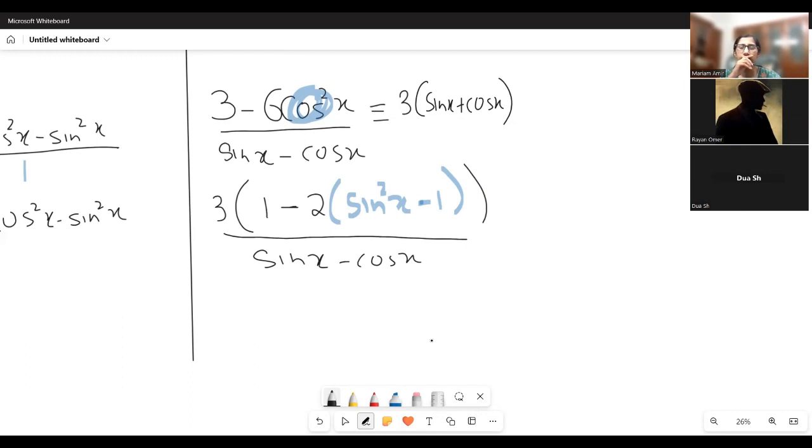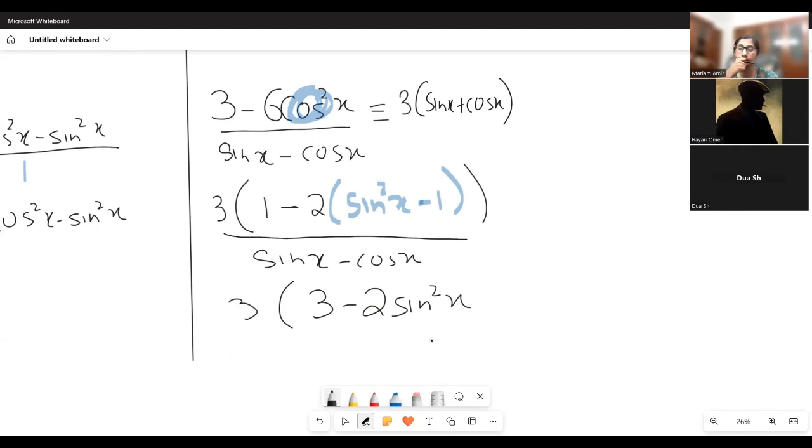Don't think we're going anywhere. Stop writing, don't copy this. If you get the answer, then copy it. Okay, so we get 1 and plus 2, so that's 3. 1 plus 2 is 3 minus 2 sin square x. But I need a cos and a sin both. Not just sin, that's not really helping.